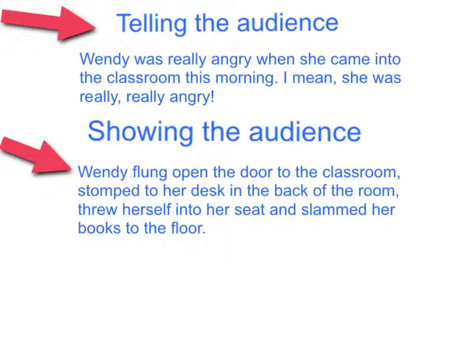So I want to show you another way, which is to show the audience that Wendy was angry. This is a different way that you could write a sentence, and a way that probably gives you a better idea about what she was feeling, but doesn't tell us what she was feeling. Okay, so the second example says, Wendy flung open the door to the classroom, stomped to her desk in the back of the room, threw herself into her seat, and slammed her books to the floor. Now, not once does this say that she was angry, but we can definitely see through the strong verbs that are used that she's angry. They didn't have to tell us that she was angry, but we can see it.